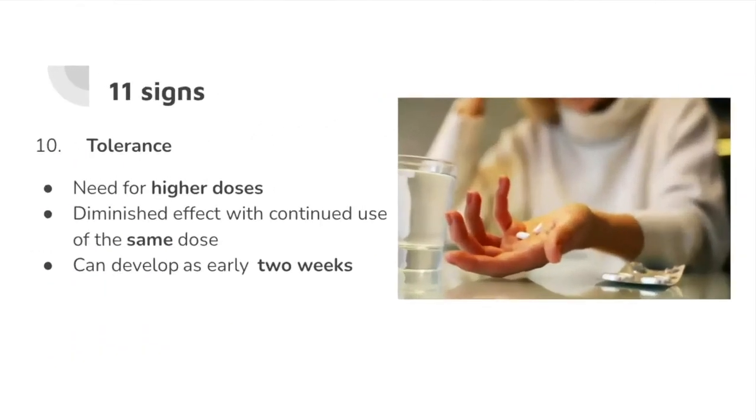The tenth sign is tolerance, which is defined as a need for higher doses, or if a person uses the same dose, they have a diminished effect than the previous time. This motivates them to use more. This tolerance can develop as early as 2 weeks, which is dangerous because a lot of times the pain medication could be prescribed for 2 weeks. This is why we have this epidemic, and these numbers showing that 45% of people with addiction have developed addiction because of initially prescribed pain medications.